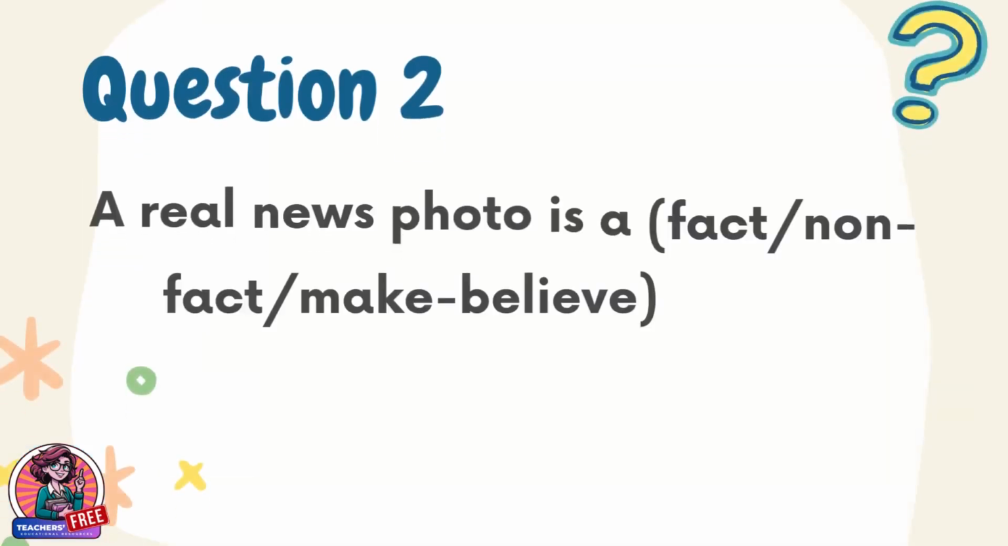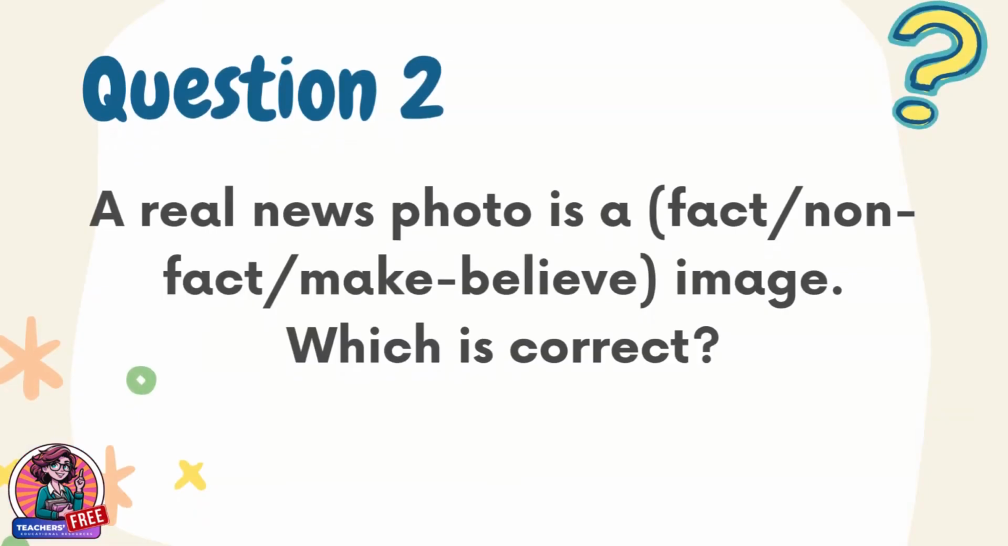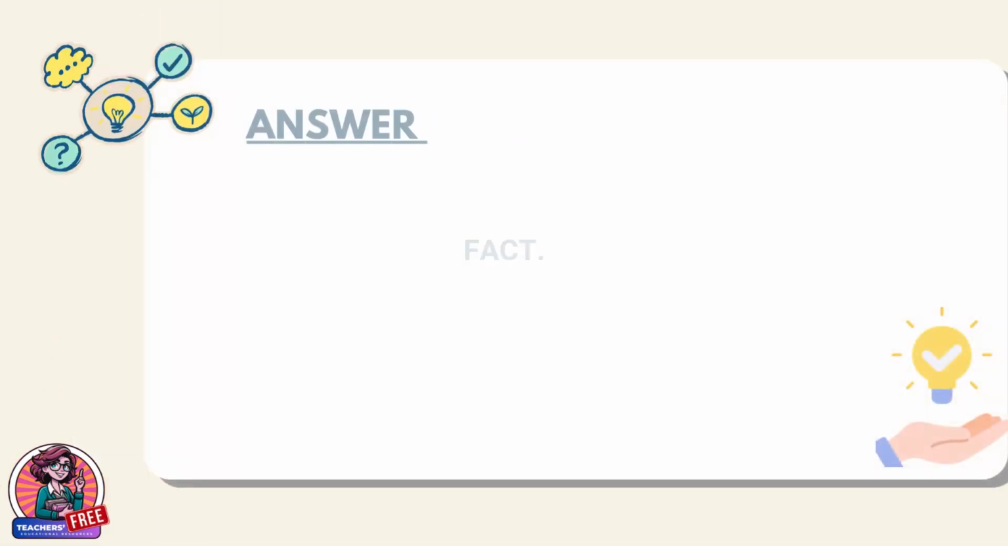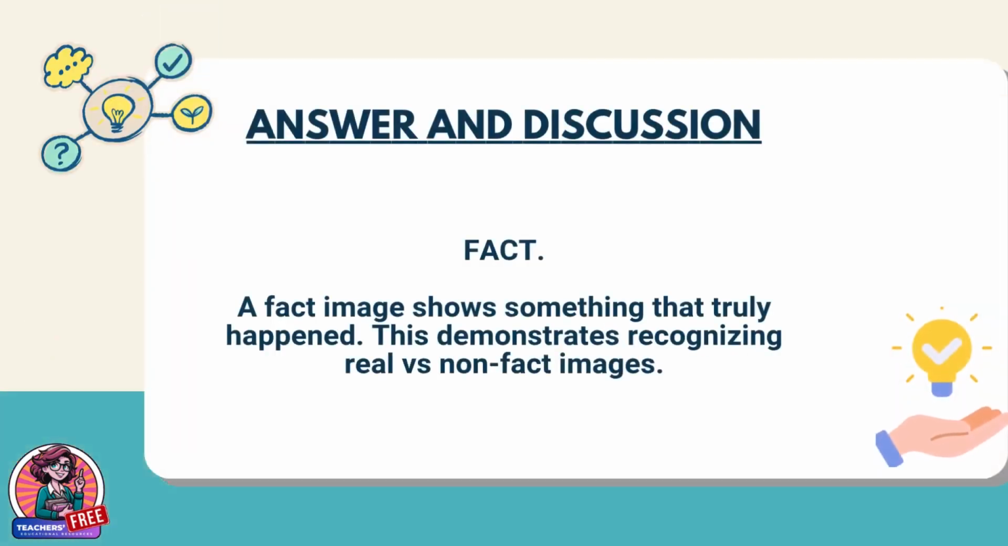Question 2. A real news photo is a fact, non-fact, make-believe image. Which is correct? Answer: fact. A fact image shows something that truly happened. This demonstrates recognizing real versus non-fact images.